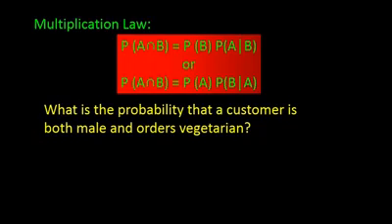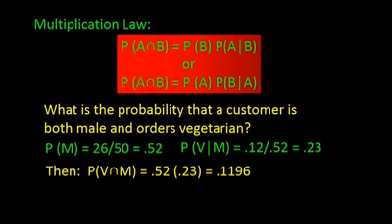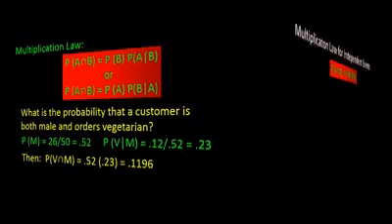What is the probability that a customer is both male and orders vegetarian? Okay, so the probability of a male is 26 out of 50. And the probability of vegetarian given male is 0.12 divided by 0.52, which is 0.23. And we got that before, if you look back in your notes. So then the probability of a vegetarian intersection male would be the probability of male, 0.52, times the probability of vegetarian given male, and that would be 0.23. So 0.52 times 0.23 is 0.1196. And that is how we will calculate the intersection of two events using the multiplication rule.